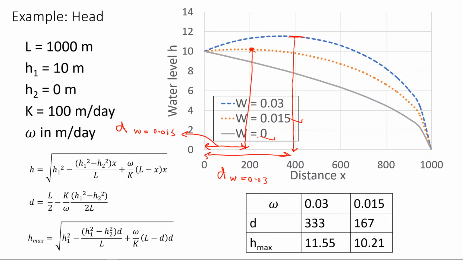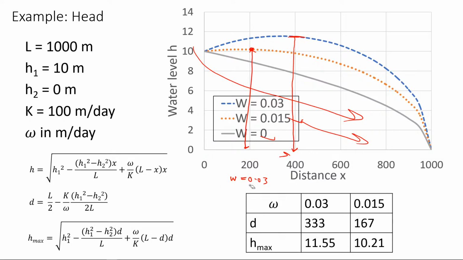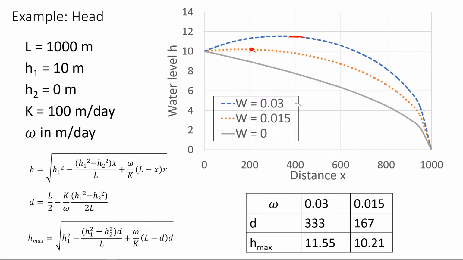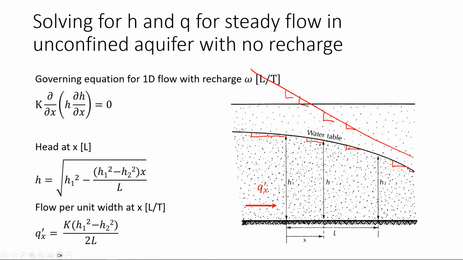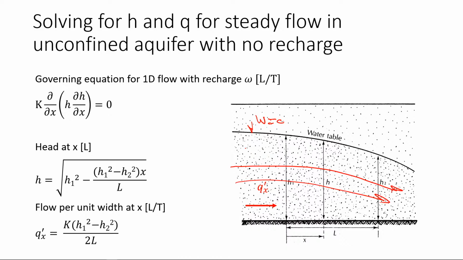What about this guy, when there's no recharge? Here there's no groundwater amount. Why? Because water will just flow from here to here. All the water will be just flowing from here to here, as I showed you in the previous slide. Or maybe I didn't show it to you. So when there is no recharge, like W here is equal to 0, then water will just flow like this. That's how the groundwater will flow.